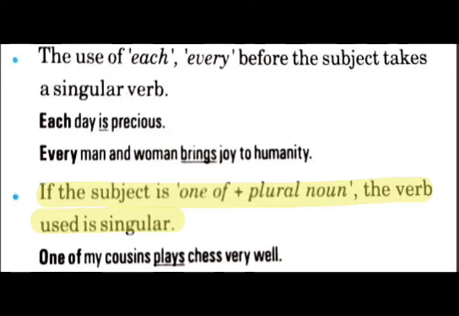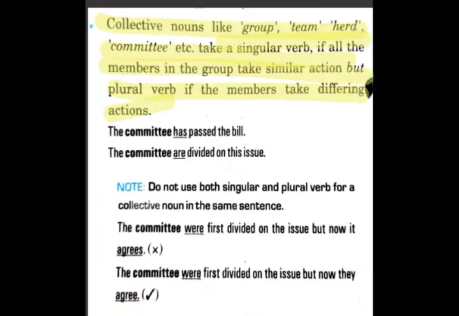Also, if the subject is one of plus plural noun, then the verb is singular. So if before the plural noun we have used one of, then we use singular verb. For example, one of my cousins plays chess very well. So when there is one of and plural noun, we use singular verb.